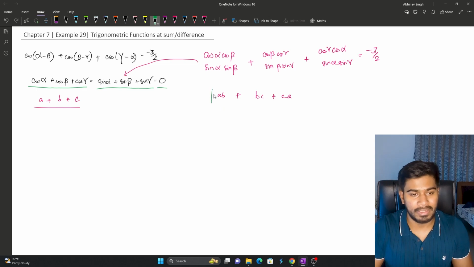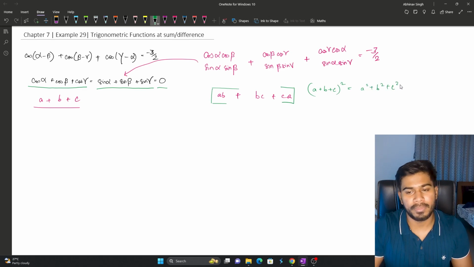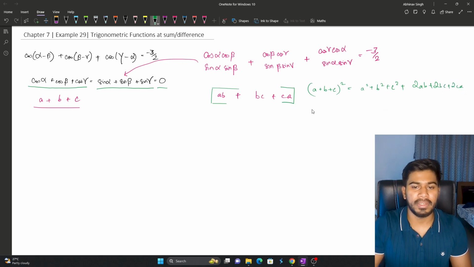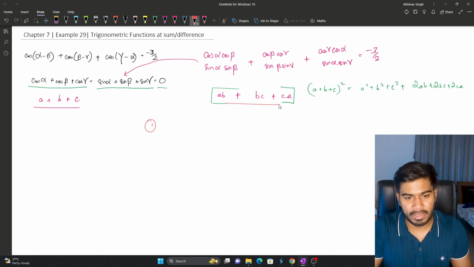If you are seeing this, then one intuition that should straightaway come to your mind is, why can't I use (a plus b plus c) whole square? Because it will be a square plus b square plus c square plus 2ab plus 2bc plus 2ca, right? Now I'll tell you why you need to follow this intuition. Point number 1, you are seeing the terms ab, bc and ca, and then you have a plus b plus c. The only thing that you don't have is a square plus b square plus c square. So why should you use this?